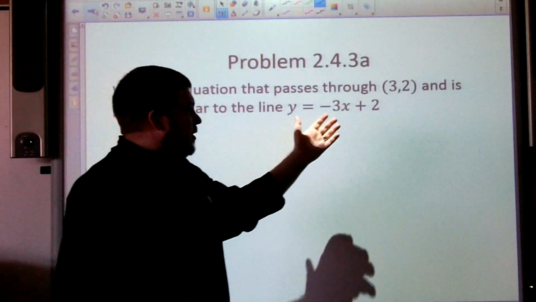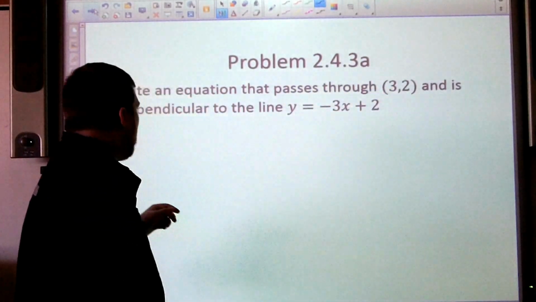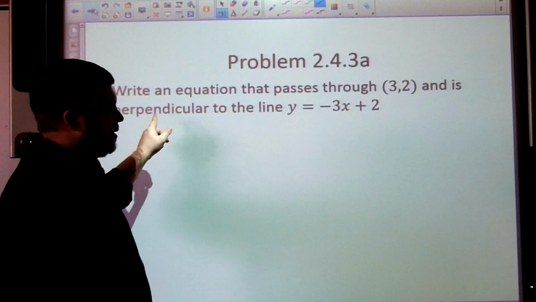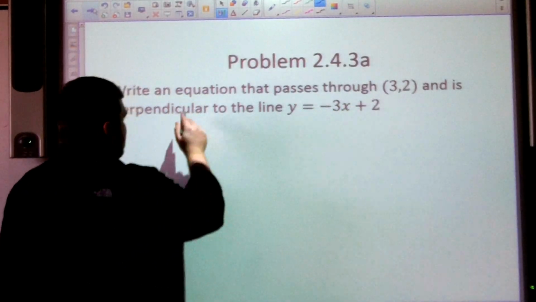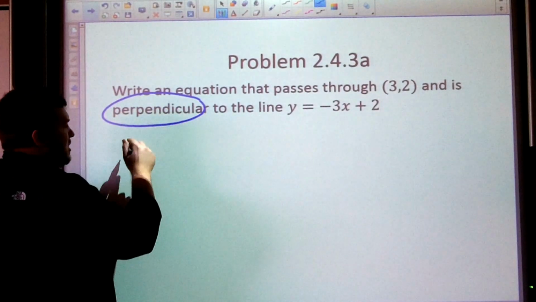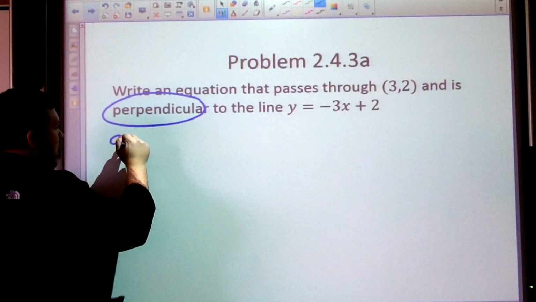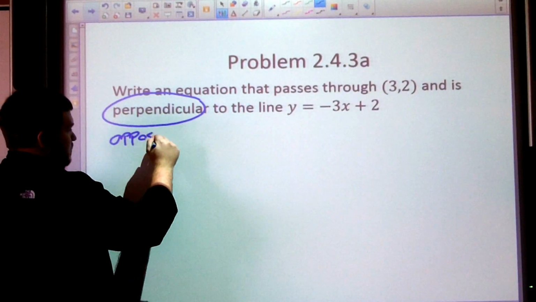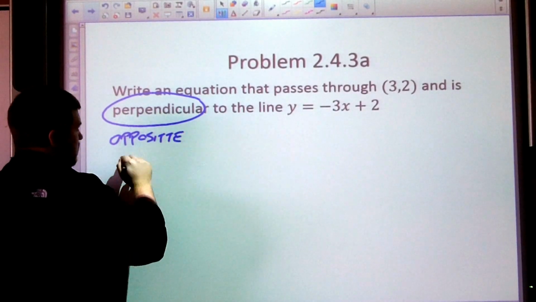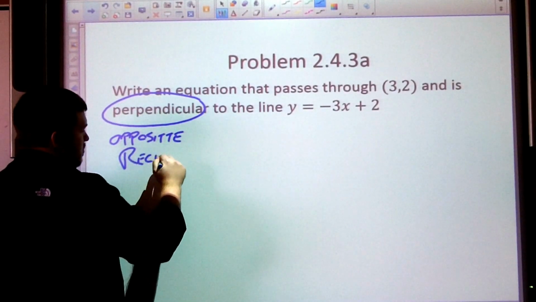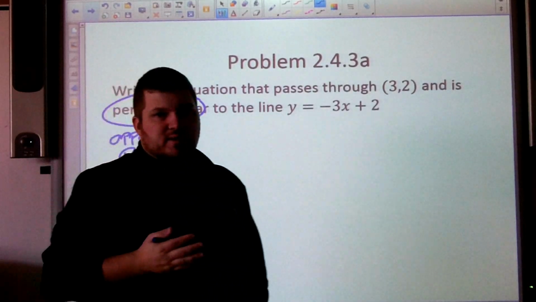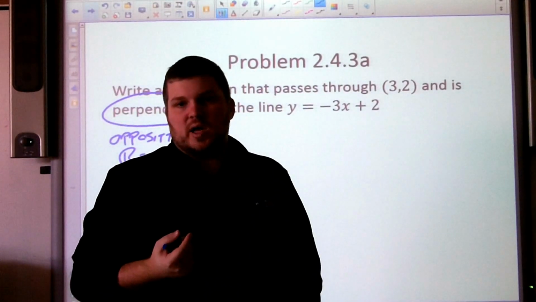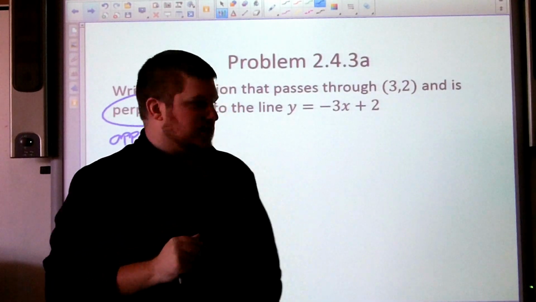Okay, we have the same type of problem. We have a point, but now we want it perpendicular to this given line. So we have to remember that anytime we see perpendicular, we need to start thinking opposite reciprocal. And just remember, opposite in this instance means change the sign, and reciprocal means flip the fraction.